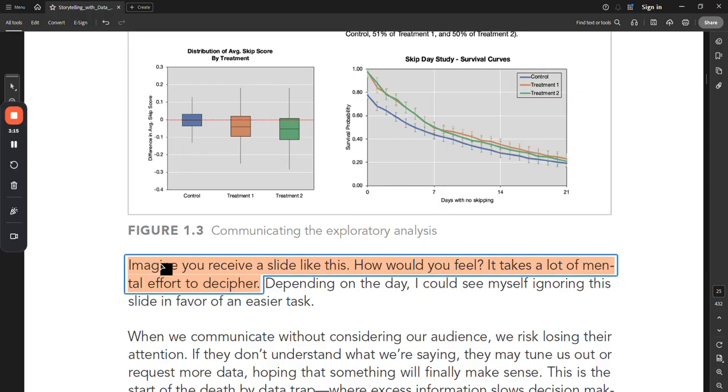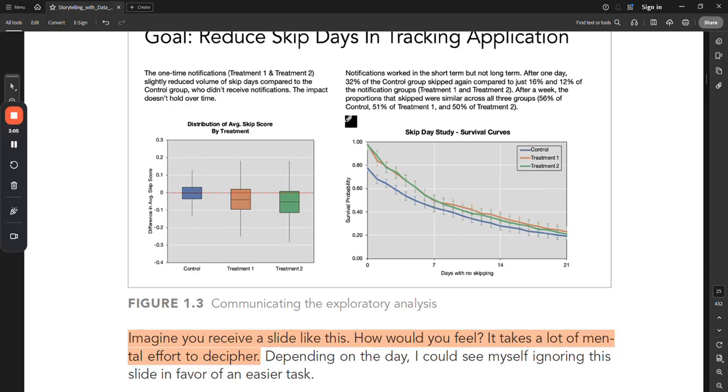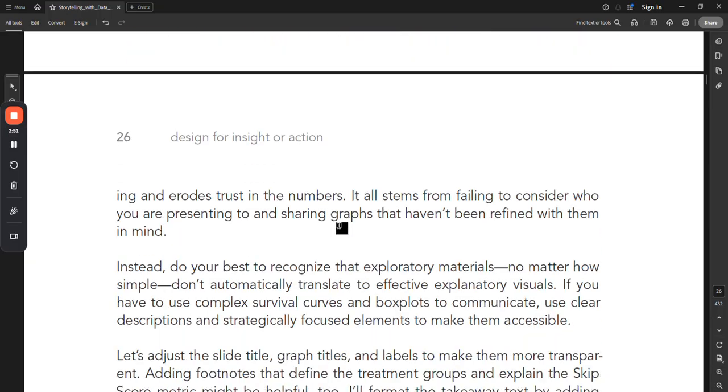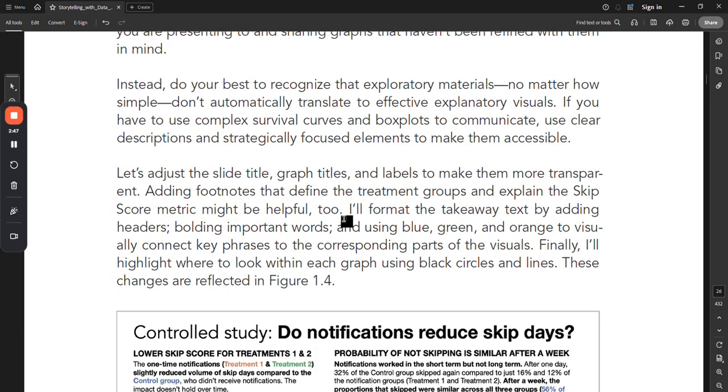And look at this prompt here. Imagine you receive a slide like this. How would you feel? It takes a lot of mental effort to decipher. So while this is good as an exploratory slide, it doesn't meet the bar for an explanatory slide, which is when we present this to the audience. So when you want to communicate the data to the audience, you need to think about how best this material can be presented for it to make sense to the audience and also for them to follow along.